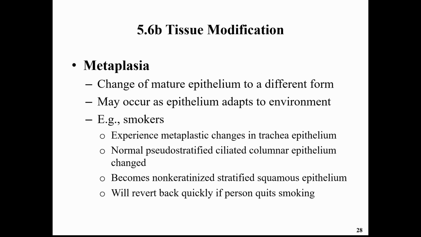Meta means beyond, so metaplasia is a change of the epithelial cells to a different form. For example, this often happens under stress, so smokers can experience metaplastic changes in the trachea or the lungs. The cells that are affected will start to change, but if you catch it in this metaplastic stage and stop the stress, the cells can quickly go back to normal.